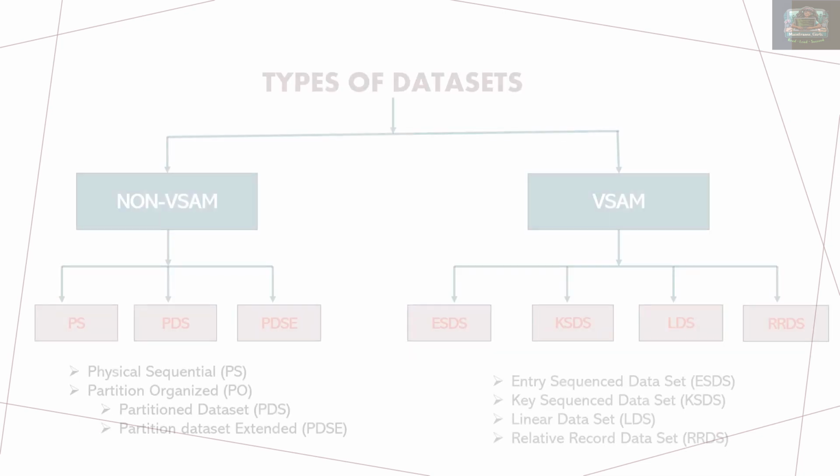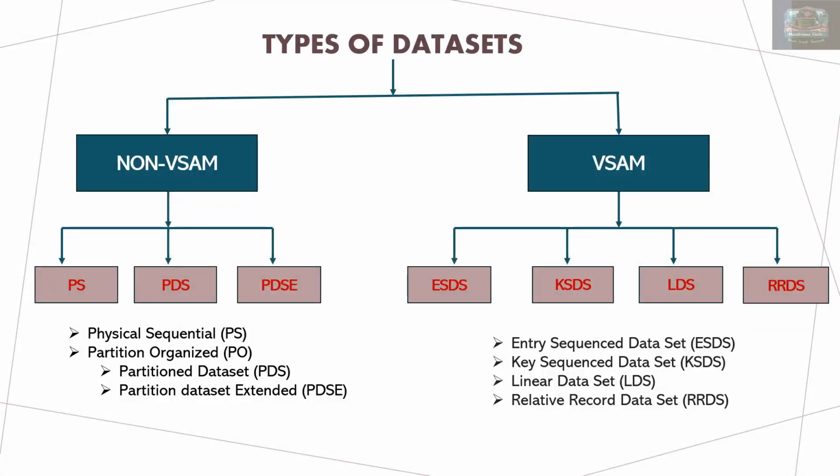Till now, I explained what a dataset is and the naming conventions of a dataset. But there are many types of datasets according to the requirement in the mainframe. The main 2 types are non-VSAM and VSAM, and under those we have 3 and 4 types. The non-VSAM types are physical sequential, PDS and PDSE, and the VSAM types are entry sequence dataset, key sequence dataset, linear dataset, and relative record dataset. I'll be discussing this topic in the upcoming videos.